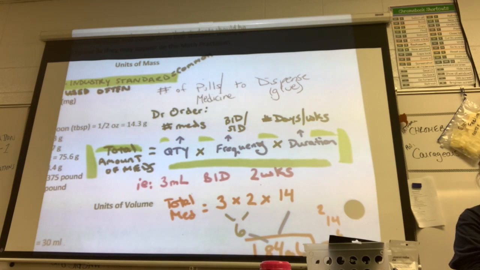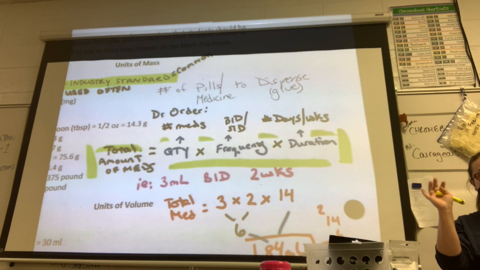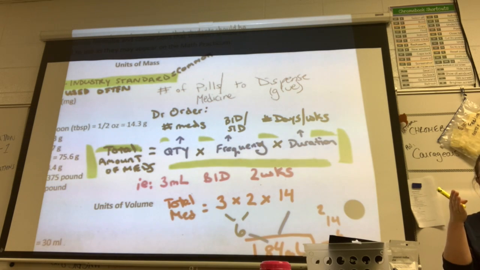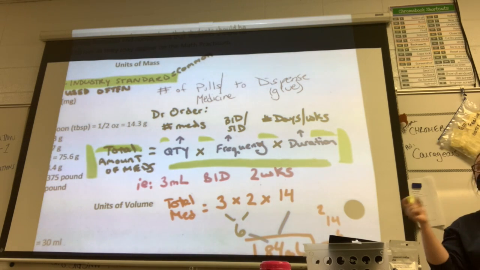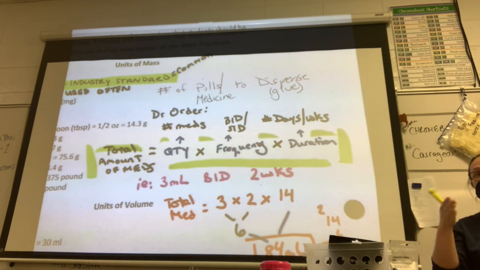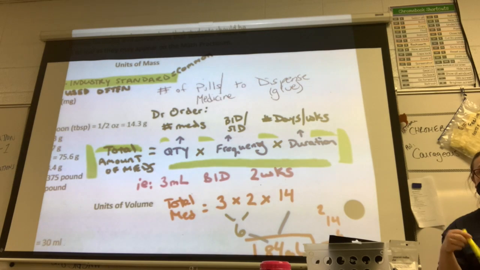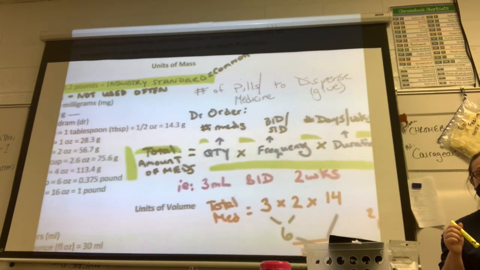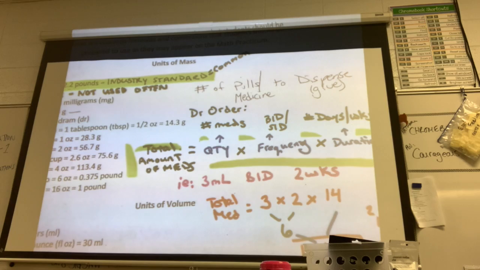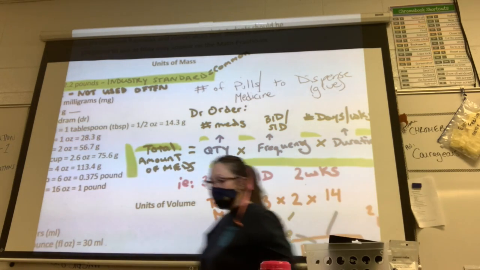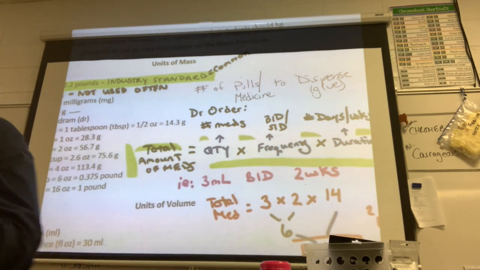Super simple. We just need to remember what is how much medication, whether it's mils, capsules, whatever. The frequency is going to be that SID, BID, TID, how many times in that day. And then the duration, how many days total. If it's in weeks, I have to convert it to days. Okay? Questions about that? All right, cool. That, my friends, is the first math problem of the year.